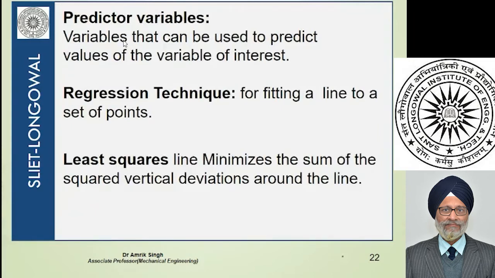We also call it a predictor variable, the variables that can be used to predict the values of the variable of interest. So they are known as predictable or predictor variables.